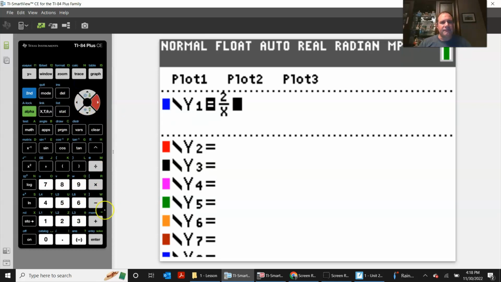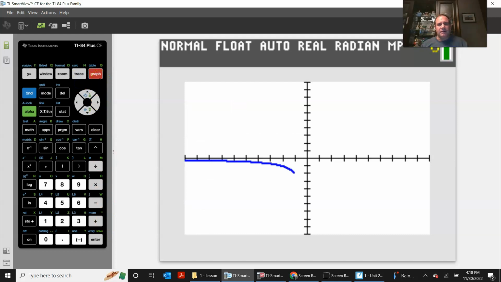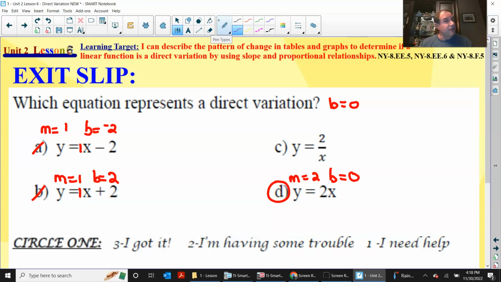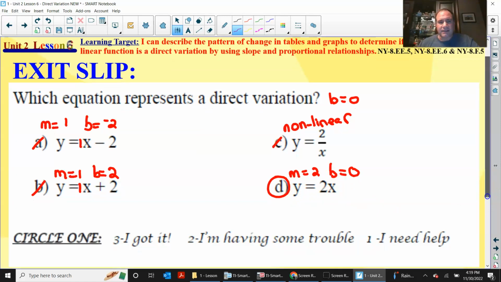that is the graph there. And if you press graph, this is what you're looking at. You're not looking at a linear function. This is not linear at all. So just remember, a direct variation has to represent a linear function first off, and the linear function has to go through 0, 0. And so this is nonlinear, and it's the only one that is nonlinear. All the rest of them are linear functions. And there's one linear direct variation, and that's this one. So D is your answer, and I hope that helped out.